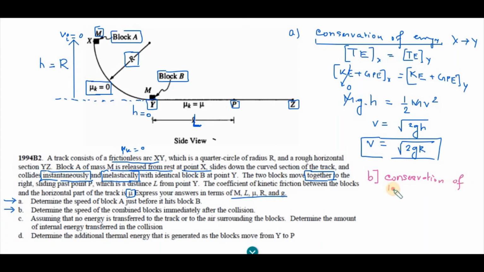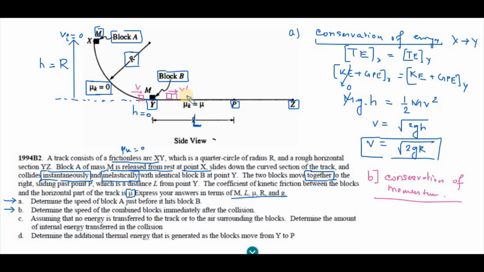Conservation of momentum. According to conservation of momentum, the total momentum would be conserved just before the collision and after the collision. So before the collision, just think about the block A located here, having the velocity v, and block B initially in rest condition, and after the collision both the blocks are merged together and they are moving with the common velocity.